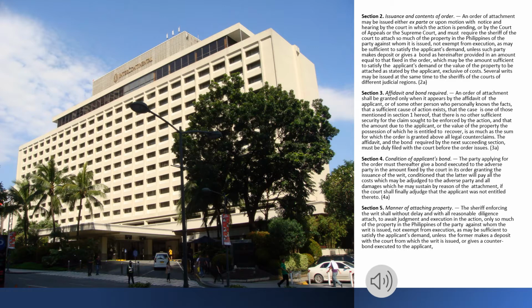Section 4. Condition of applicant's bond. The party applying for the order must thereafter give a bond executed to the adverse party in the amount fixed by the court in its order granting the issuance of the writ, conditioned that the latter will pay all the costs which may be adjudged to the adverse party and all damages which he may sustain by reason of the attachment, if the court shall finally adjudge that the applicant was not entitled thereto.